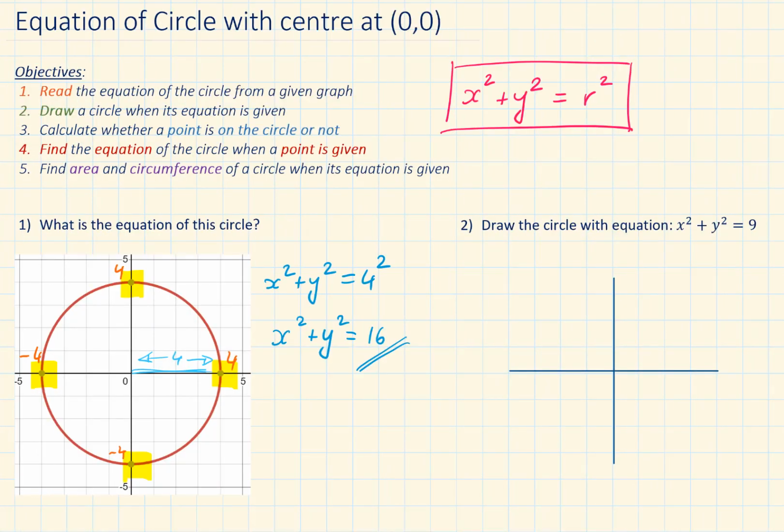In question number 2, we have to draw the circle. The first thing that we have to look at is this r squared part. In our question, that r squared is equal to 9. The center of the circle is at 0, 0, and it has a radius of 3. We can mark where it's crossing the axis, and then we draw our circle. I recommend you use a pair of compasses to draw this.